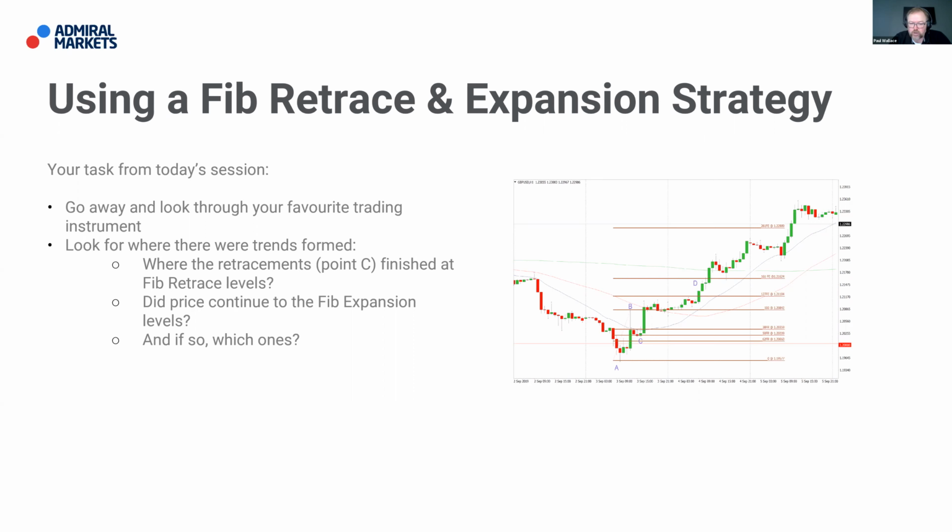So go away and look through your favorite trading instruments. Look for where trends formed and see whether there were retracements that finished at particular fib retracement levels. And once they had finished at those levels, did price continue in the existing direction to the fib expansion levels? And if so, which ones?